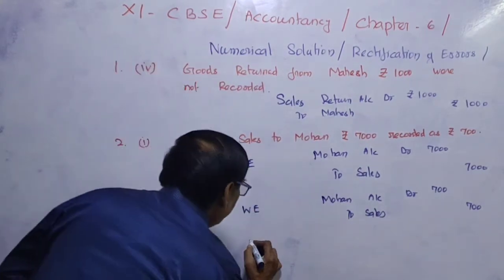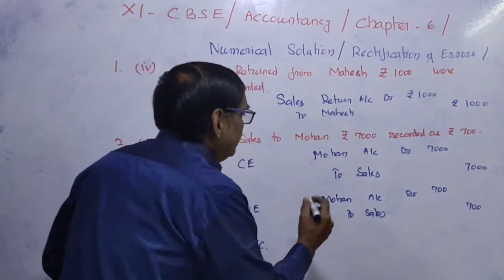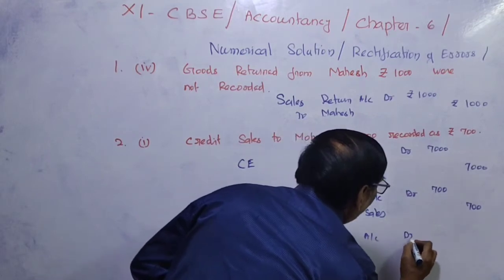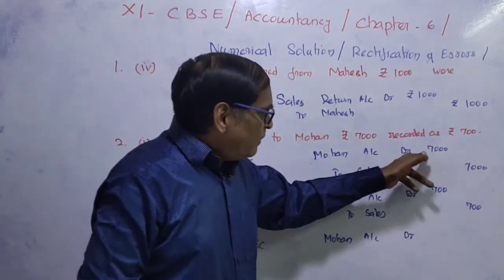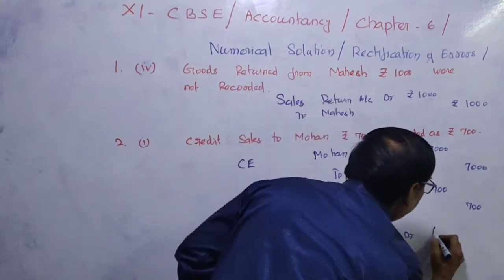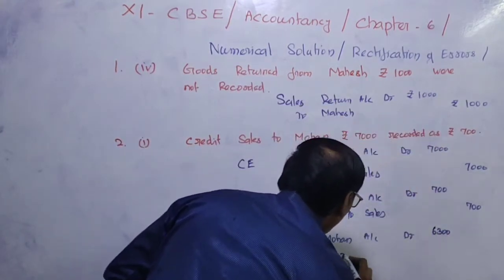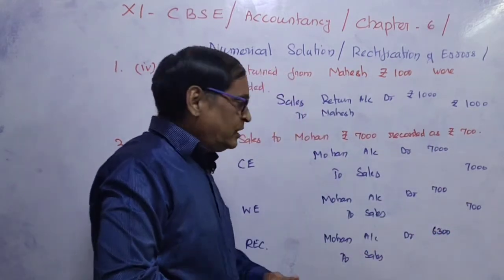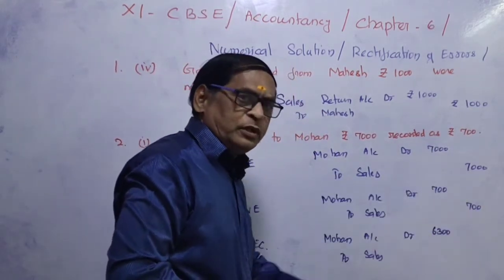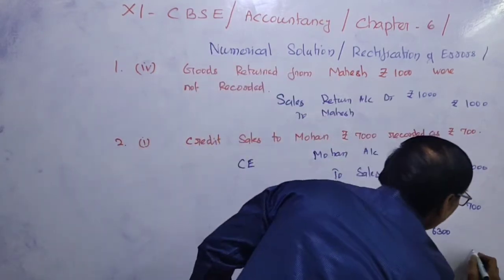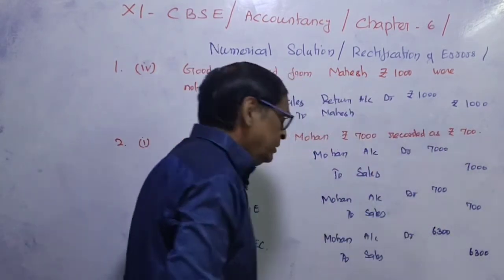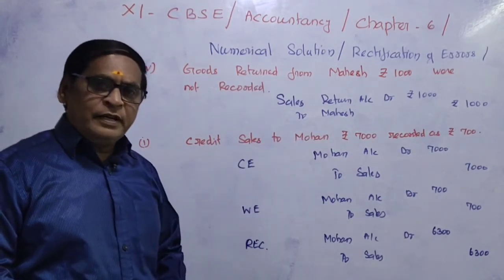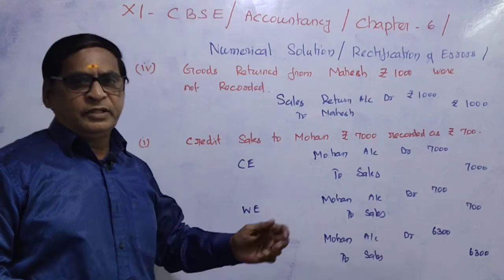So the rectification entry will be the same: Mohan account debit for the difference. 7,000 minus 700, that is 6,300 rupees, to sales account. That is also 7,000 minus 700, because we have entered 700 rupees instead of 7,000. So the difference, 6,300 rupees, must be credited. So the narration: the sales to Mohan 7,000 recorded as 700, now rectified. You can write like that.